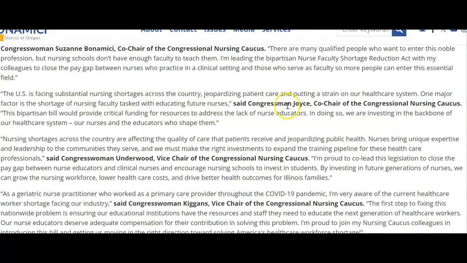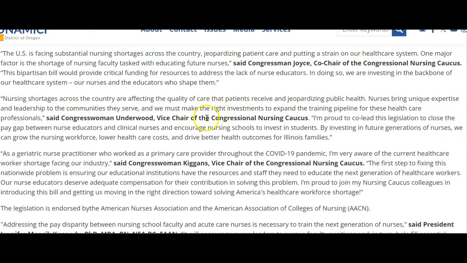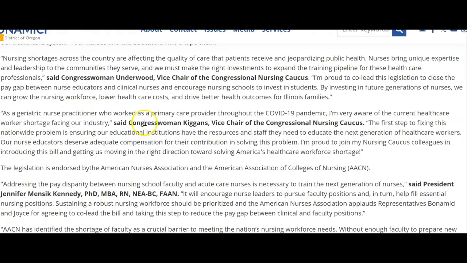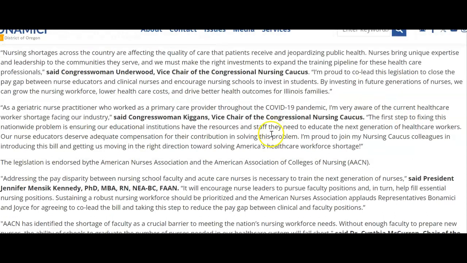But then I also see that Congressman Joyce is another co-chair, I do believe, and that there are other Congress people involved, one being a nurse. And so more about the Nursing Caucus.